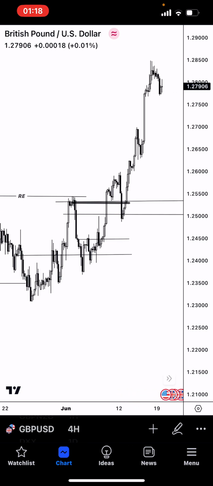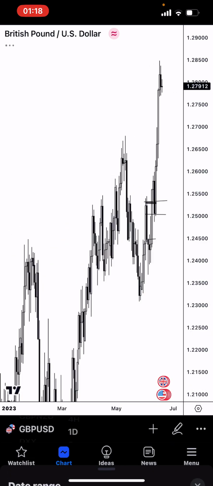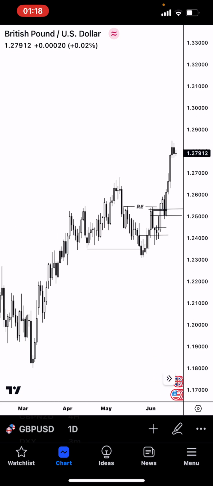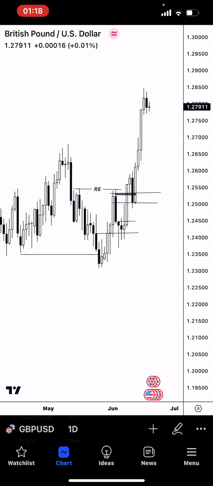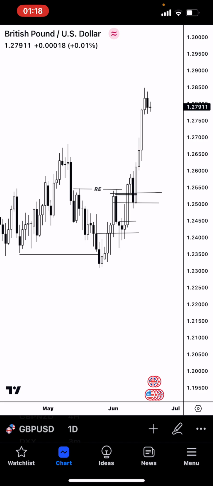Okay, so to sum it up, all I look for is fair value gaps. No, the first thing I look for is key times. So every day's open price and the Sunday open price. Cool. And then I look for areas of fair value gap.